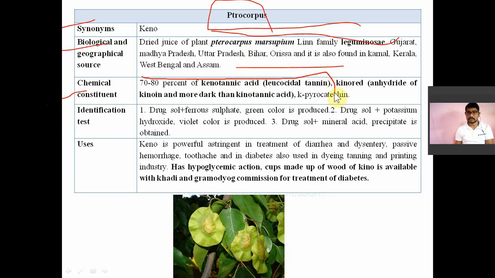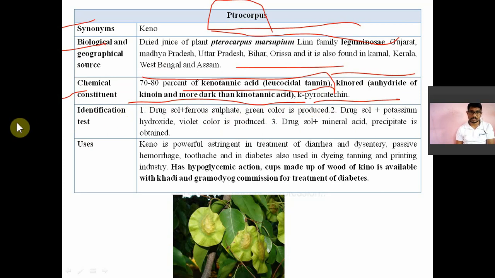Leucocidal tannin will kill the leukocytes in your blood. So 70 to 80% kinotannic acid, which is a leucocidal tannin, and there is one compound known as kinored, which is the anhydride of kinoin. Kinored is the anhydride of kinoin and is darker than kinotannic acid. It also consists of pyrocatechin.